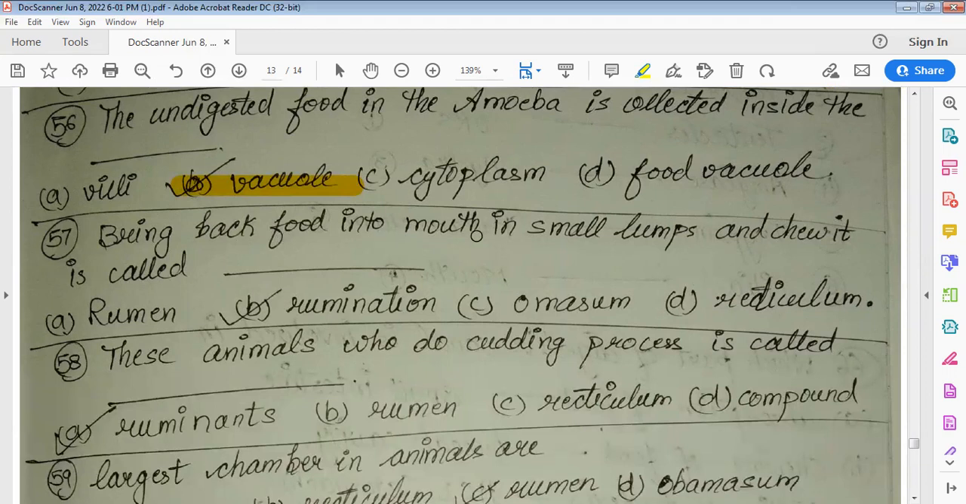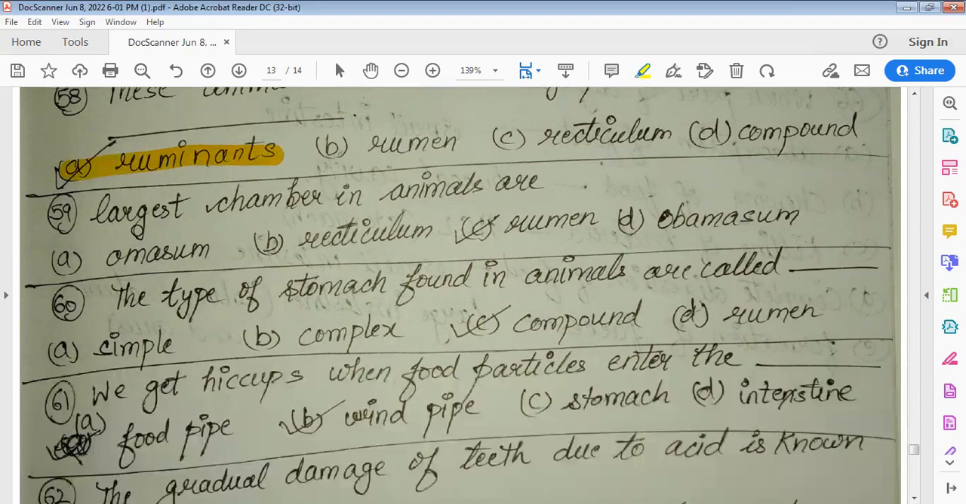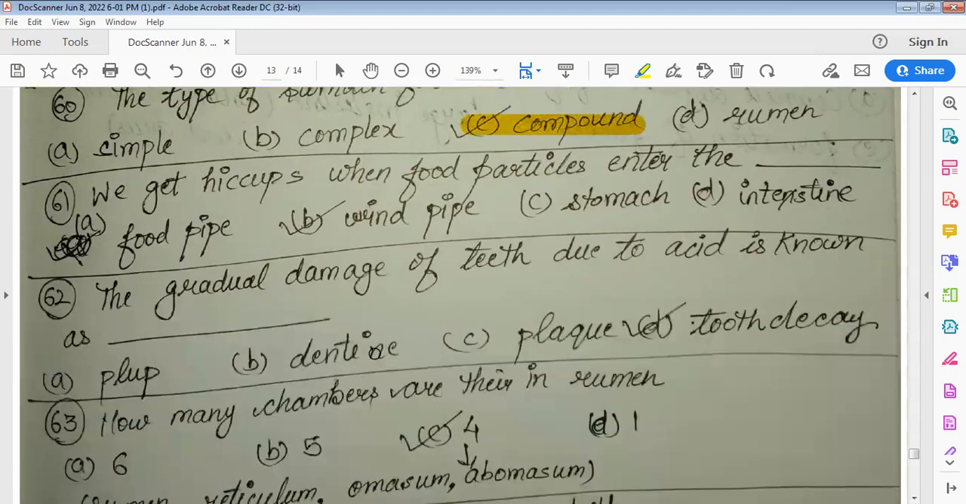Bringing food back into the mouth in small lumps and chewing it is called rumination. These animals who do the chewing process are called ruminants. The largest chamber in these animals is the rumen. The type of stomach found in these animals is called compound. We get hiccups when food particles enter the windpipe. The gradual damage of teeth due to acid is known as tooth decay.